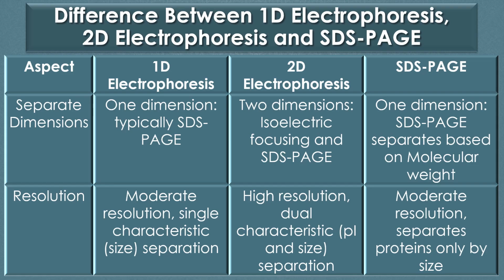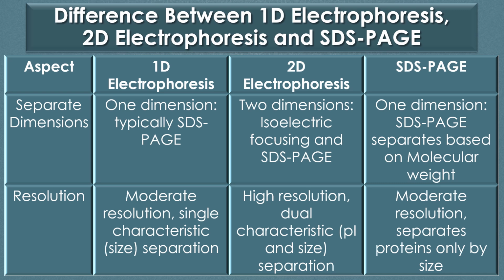First, separate dimensions. In 1D electrophoresis, it works in one dimension, typically SDS-PAGE. In 2D electrophoresis, it works in two dimensions, that is isoelectric focusing and SDS-PAGE. The SDS-PAGE works in one dimension and separates the molecules based on the molecular weight.